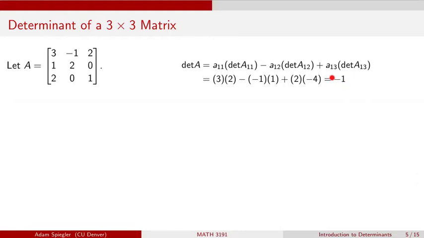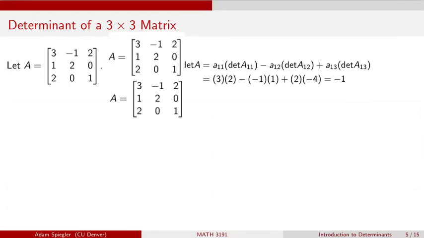There was nothing particularly special about going across the top row. We could have calculated this determinant in a similar fashion, working across the second row of this matrix. And the way that would work would be as follows. So we're going to start first with entry A21, so second row, first column. And we cross off those entries, and then we take a look at the corresponding submatrix that we get.